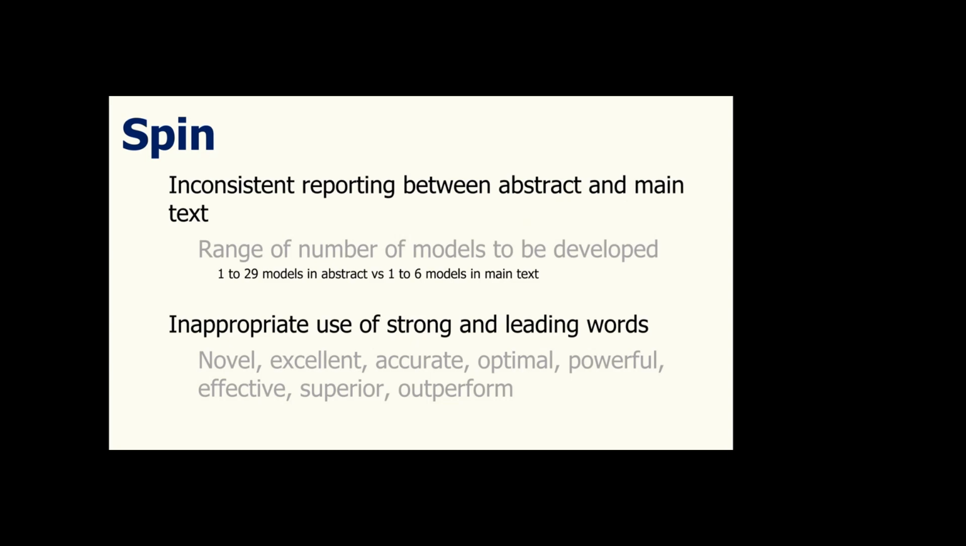I thought the most striking thing was the fact that the range of models that were developed changed. So when I counted in the abstract, it was a range of 1 to 29 models being developed, but actually looking at the main text, it was 1 to 6. So again, some real issues around reporting inconsistencies there.